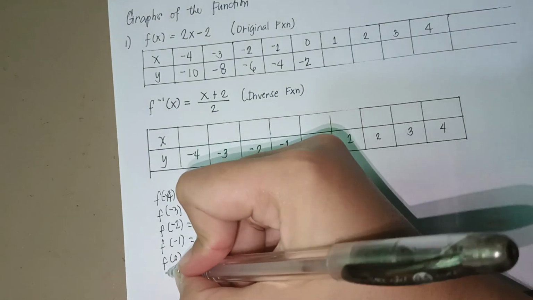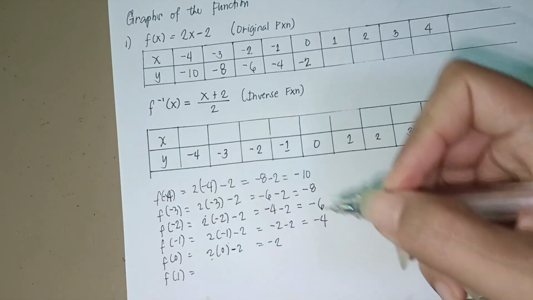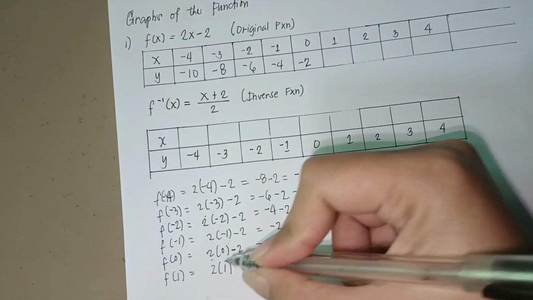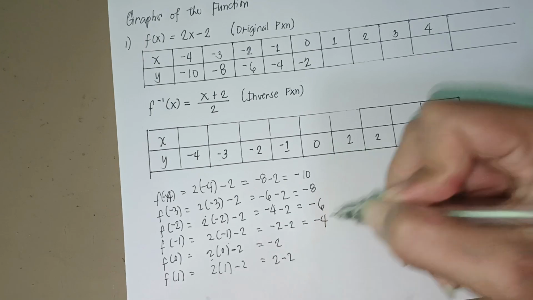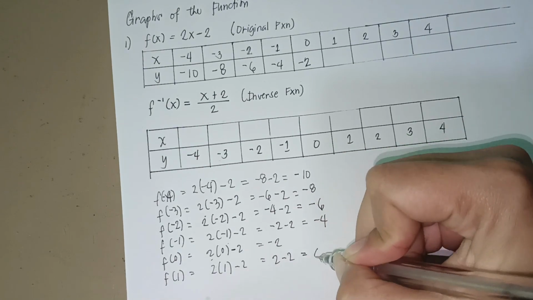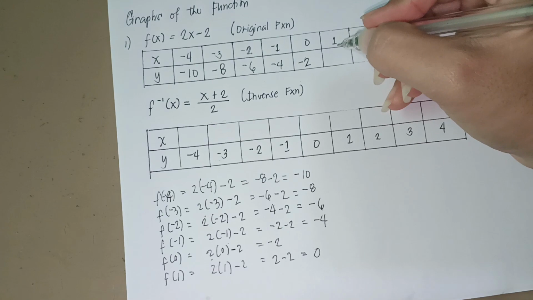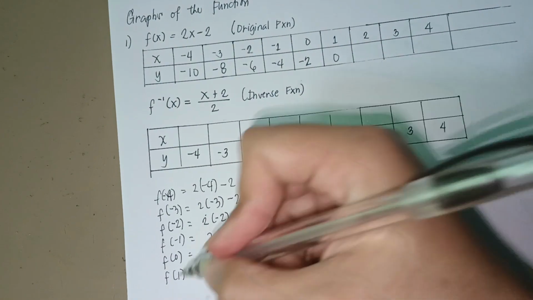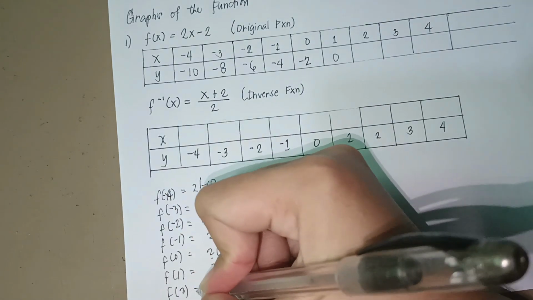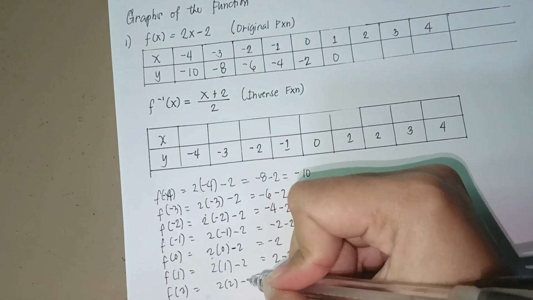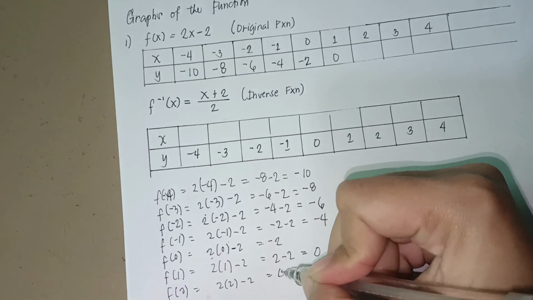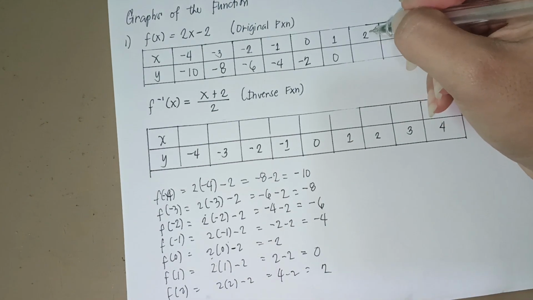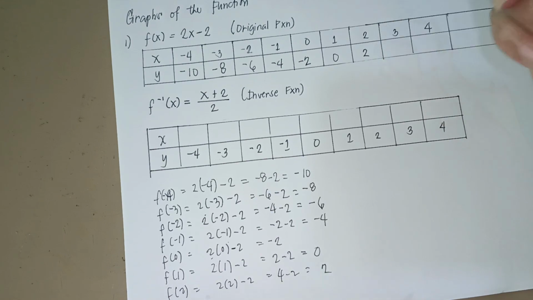Okay. Next is f of positive 1. So, substitute natin yung positive 1 sa value ng x. 2 times 1 is 2 minus 2. In this case, magiging 0. So, kapag 1 ang x, magiging 0 ang ating y. Next, f of positive 2. So, 2 times 2 minus 2. 2 times 2 is 4, minus 2 ay magiging 2. So, kapag ang x ay 2, 2 rin ang ating y.